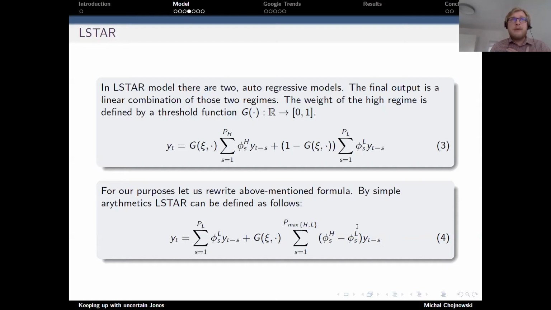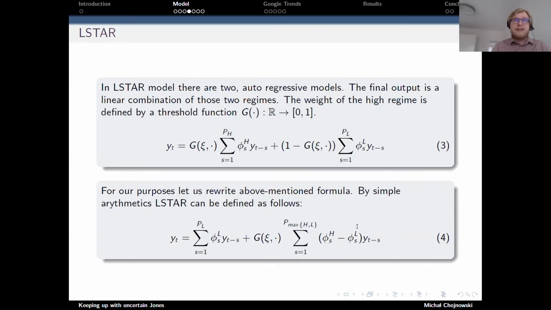So to represent the ratio of those people between the optimistic and pessimistic, in the L-star model there is a G function, which is called the threshold function, and this function is basically transforming any data that we put in into the interval from 0 to 1. So usually the threshold function represents the ratio of people which are optimistic, which is considered by G, and there's 1 minus G, which corresponds to the people who are pessimistic.